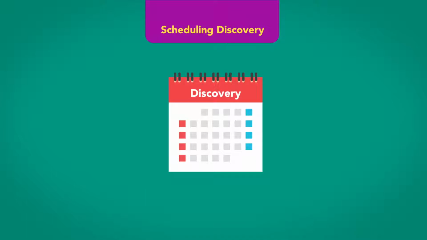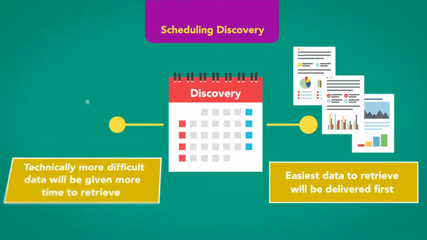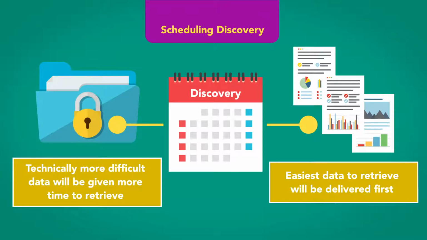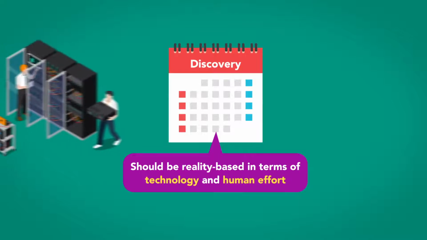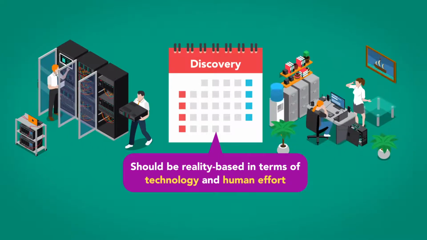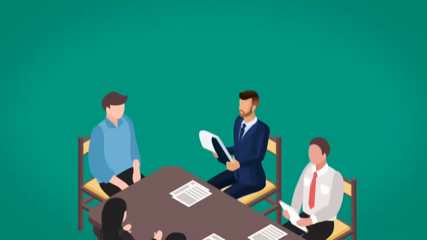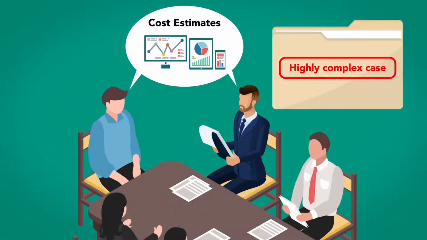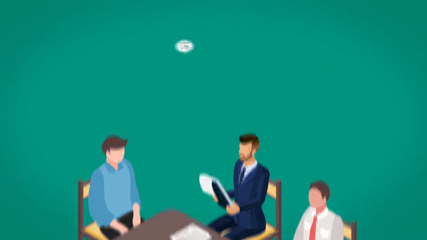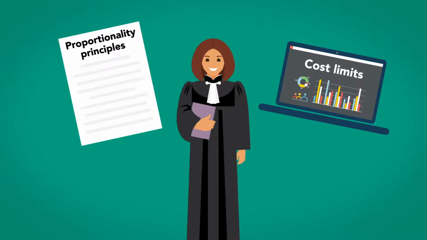Scheduling discovery. Discovery is usually scheduled so that the easiest data to retrieve will be delivered first, while the technically more difficult data will be given more time to be retrieved. Schedules should be reality-based in terms of technology and human effort, but also driven by the scheduling needs of the court. At this point, the parties can begin to discuss cost estimates, especially in highly complex cases. It is here that the judge may begin imposing some cost limits under proportionality principles.